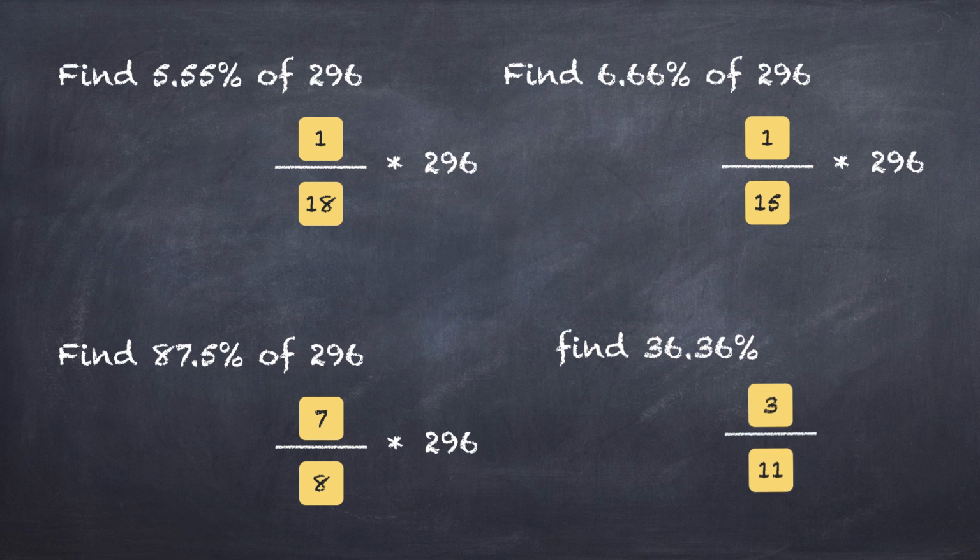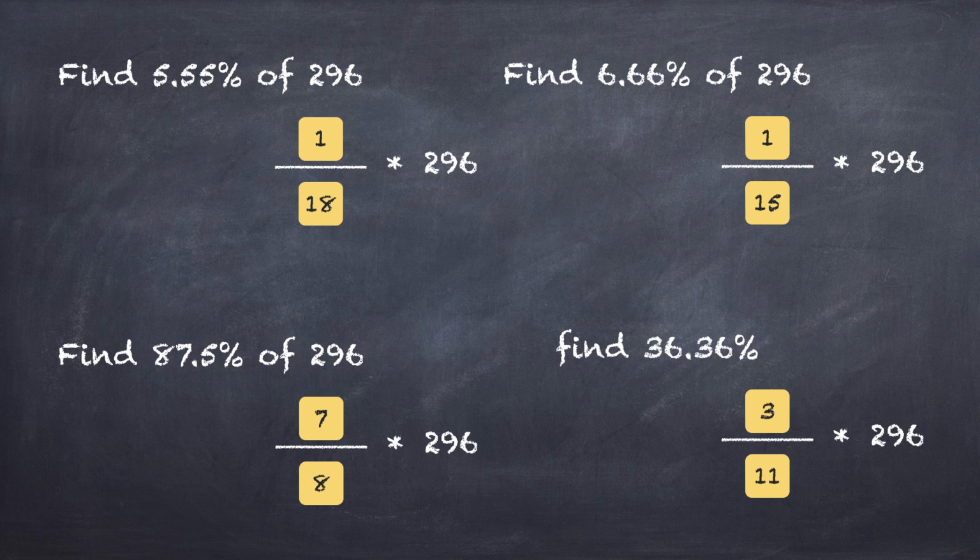Similarly, 36.36%, the value would be 3 by 11 into 296. How? I see that the number is repeating 36 and then 36 again. Any such number normally has a denominator of 11 in it. Sorry, it should not be 3 by 11, it should be 4 by 11. This is an errata, so please check it for yourself. 36.36 should be 4 by 11 of 296. So I hope you get the idea. This is how the basic fraction percentage equivalence works.